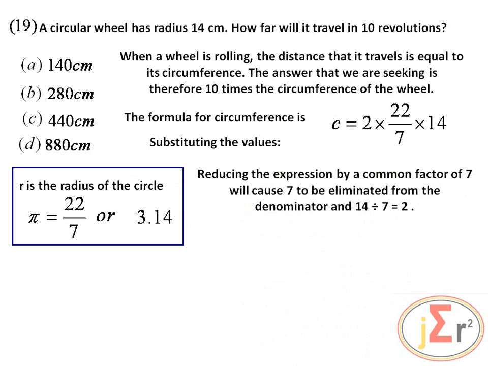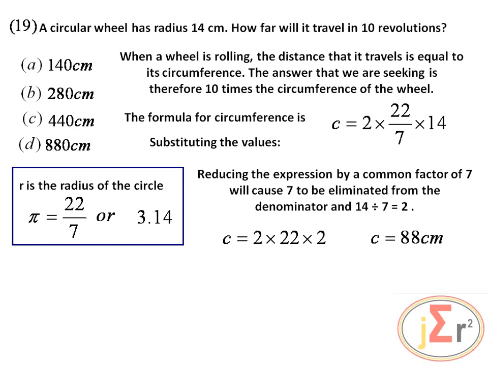Will cause 7 to be eliminated from the denominator. And of course we know that 14 divided by 7 is 2. So 7 is eliminated and 7 into 14 is 2. So we will have 2 times 2, 2 times 22 times 2. So 2 multiplied by 22 multiplied by 2, and that is equal to 88 centimeters.